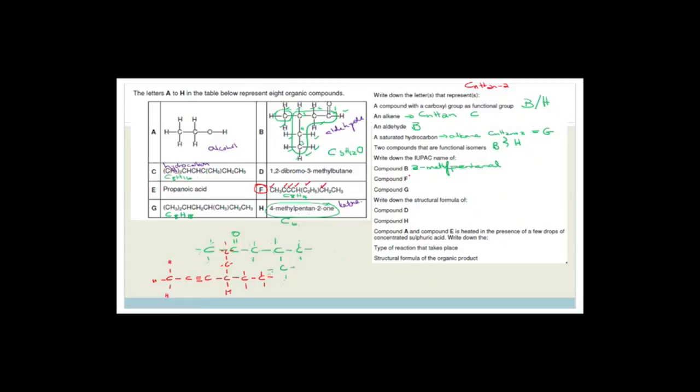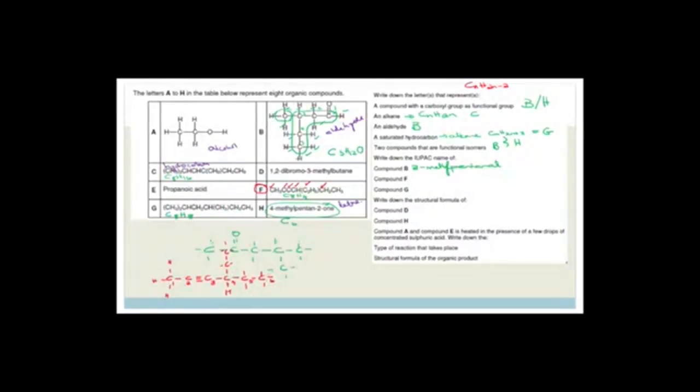Now, they're asking us to write the IUPAC name. So the first thing we need to realize is that the main branch has got to have the functional group in it, and that is the functional group, okay? So now we need to count. So we've got 1, 2, 3, 4, 5, 6. 1, 2, 3, 4, 5, 6. So it really doesn't matter which way we go. We can't go this way because that does not have the functional group in it, okay? So we're gonna go 1, 2, 3, 4, 5, 6.